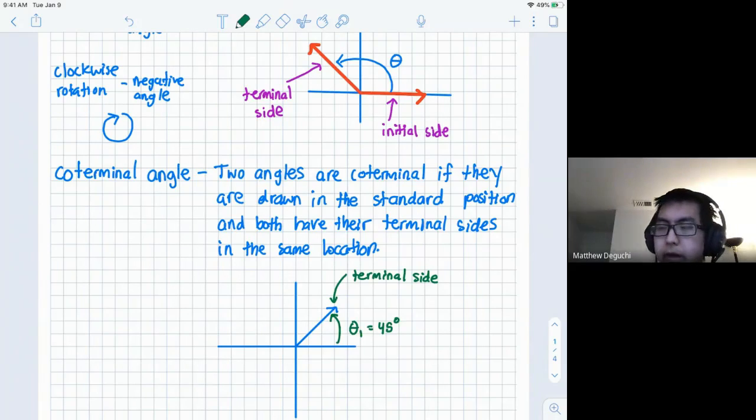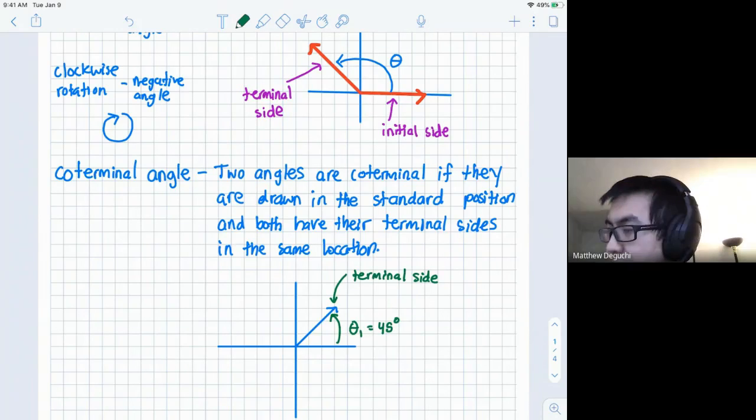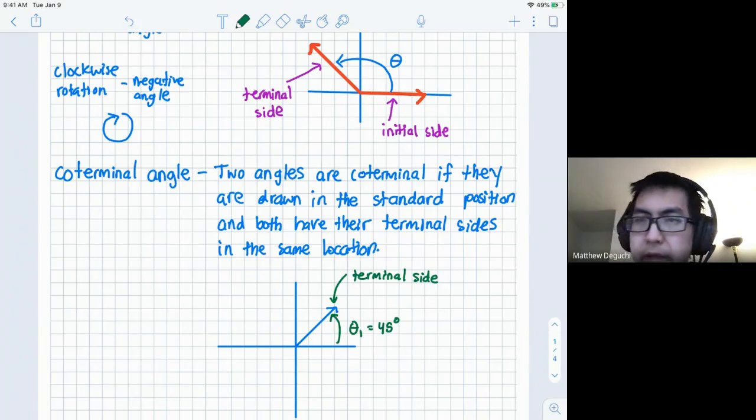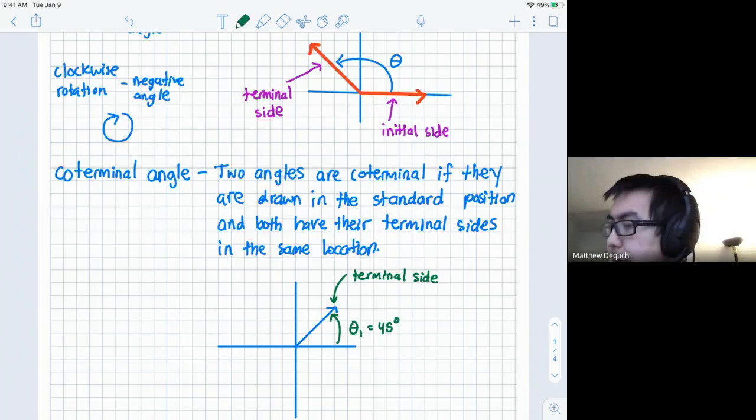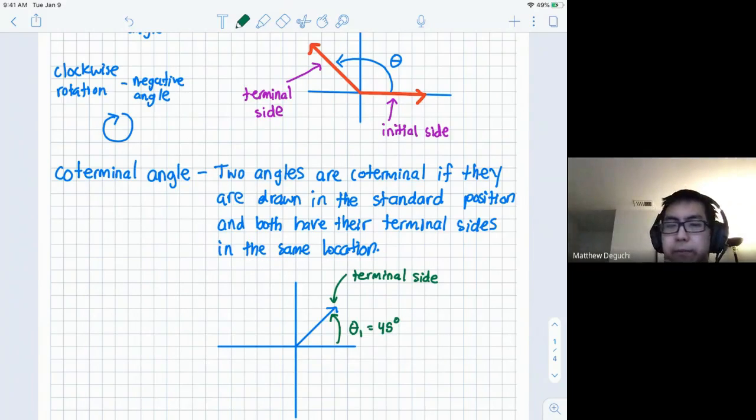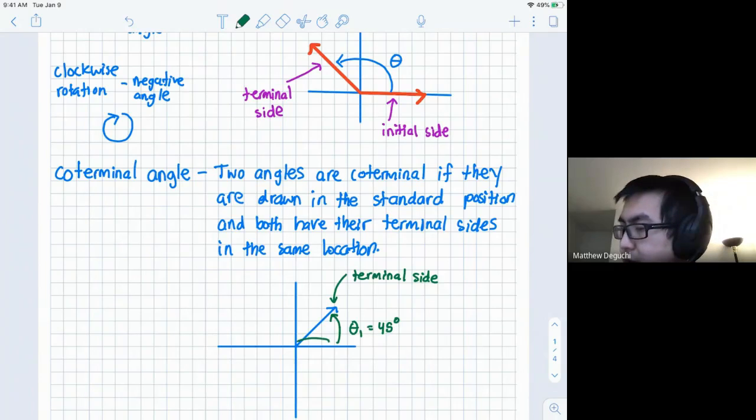So that is one angle measurement, but let's read what coterminal means again. Two angles are coterminal if they are drawn in the standard position, meaning they start on the initial side and go to the terminal side, and both angles have their terminal sides in the same location. So that is one angle. And now to make a coterminal angle for this angle, you just have to create another angle that ends up at the terminal side as well, but it starts on this initial side.